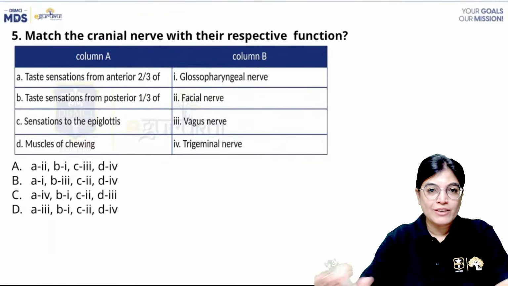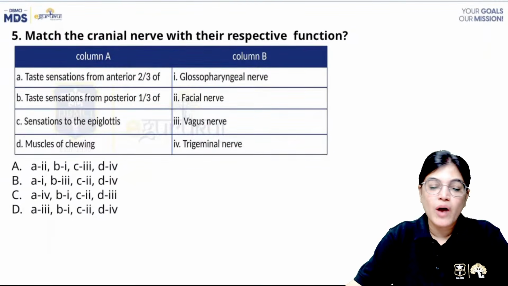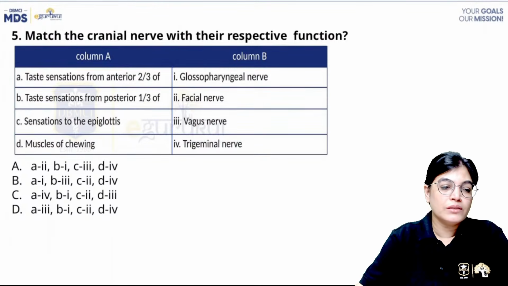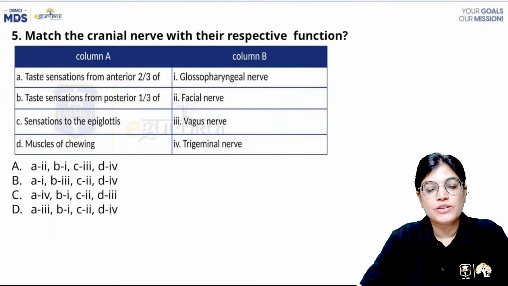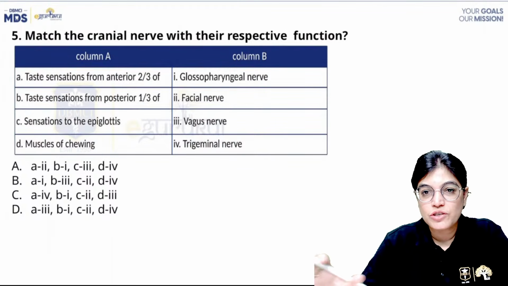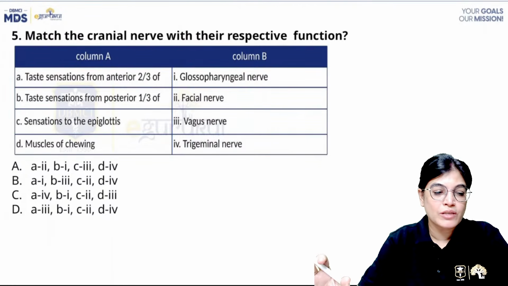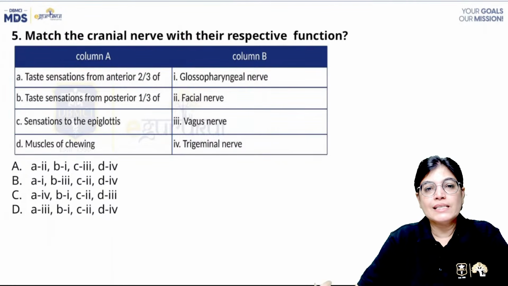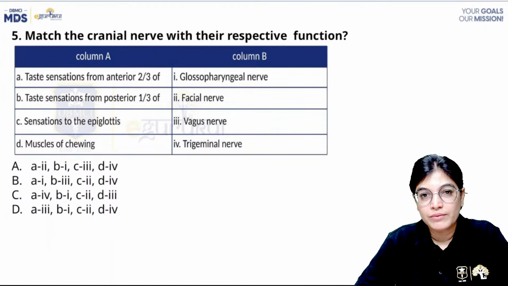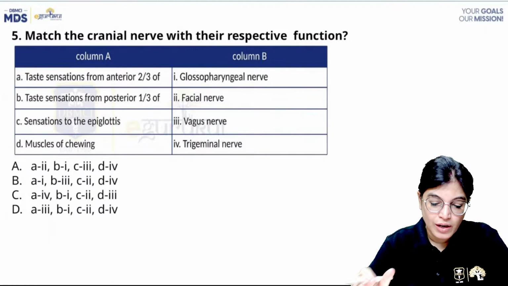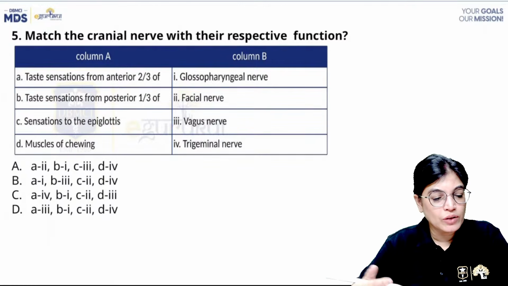Now, this is a match the following kind of question, which you have to mark right. In column 1, we have the function, that is taste sensation from the anterior two-third and taste sensation from different areas, and column B is the nerve. So you have to match the following correctly. Taste sensation from the anterior two-third of the tongue is carried by which nerve? So it is talking about taste, and basically you have to come to the right answer.